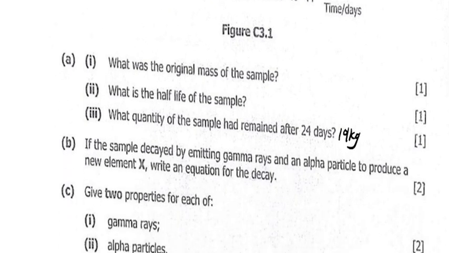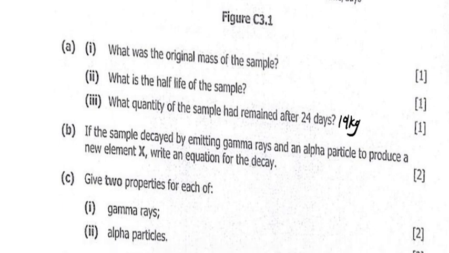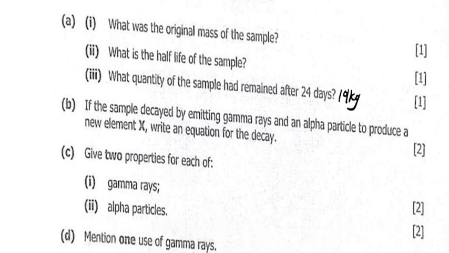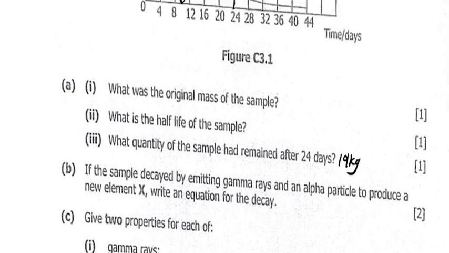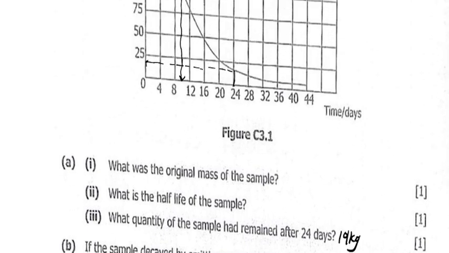Then if the sample decayed by emitting gamma rays and an alpha particle to produce a new element X, write an equation for the decay. So how do we write the decay equation? That is what we're going to do. It is emitting gamma and an alpha particle to produce element X. So let us write the decay equation.